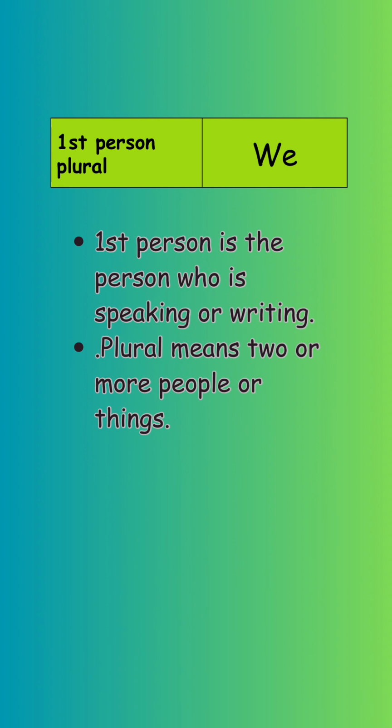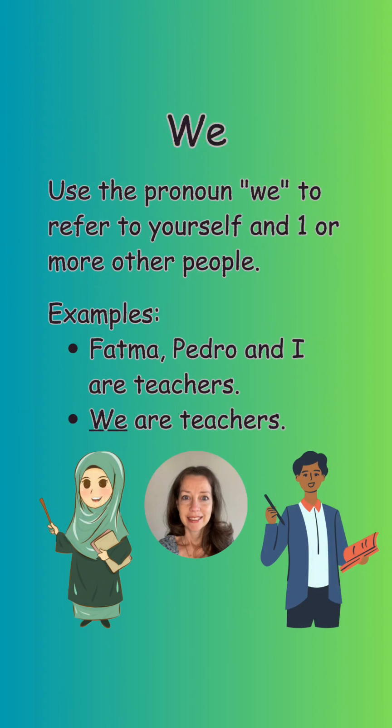First person plural, we. First person is the person who is speaking or writing. Plural means 2 or more people or things. We. Use the pronoun we to refer to yourself and one or more other people. Examples: Fatma, Pedro, and I are teachers.